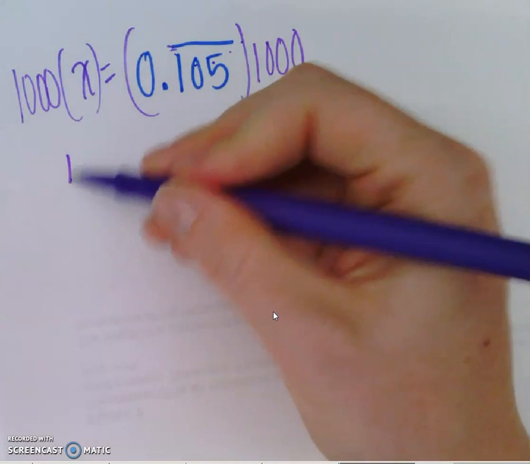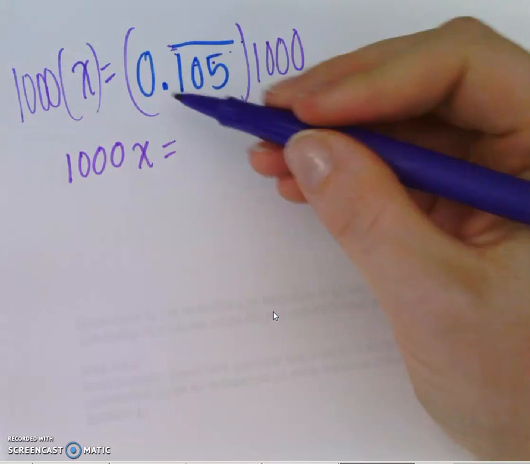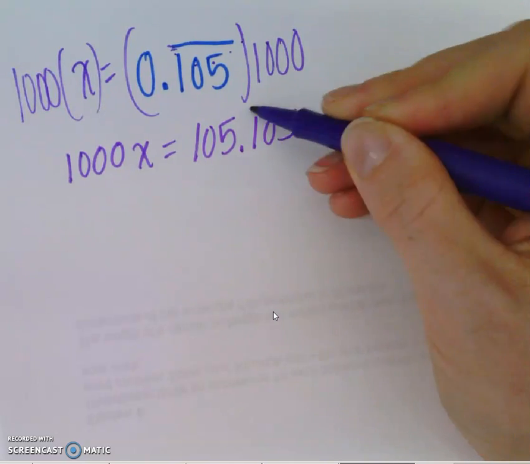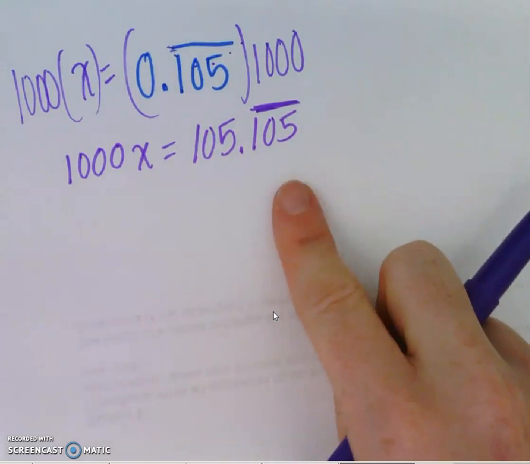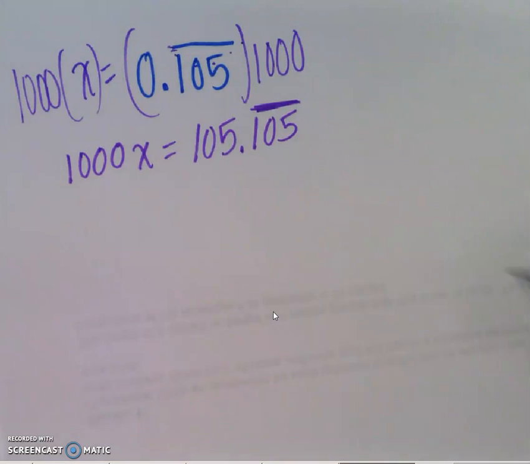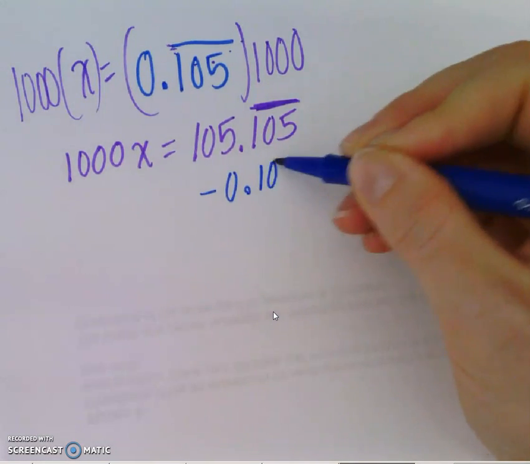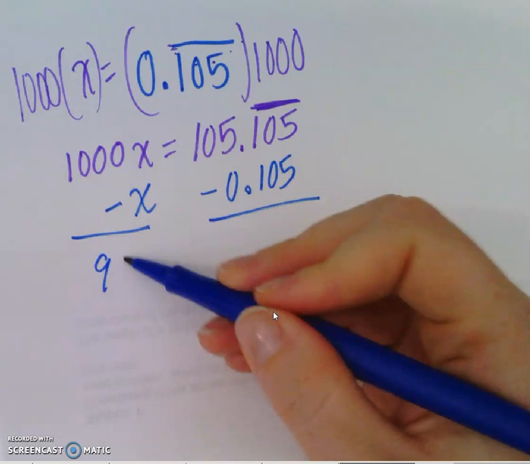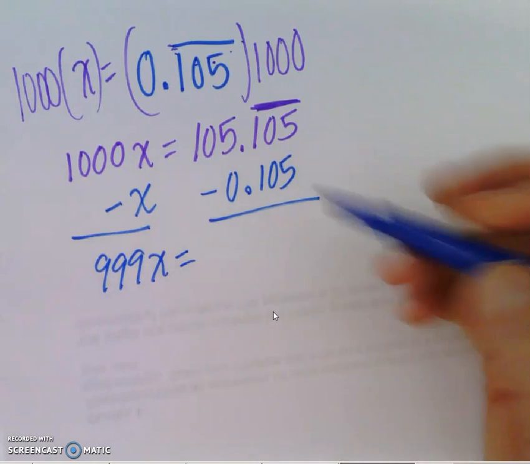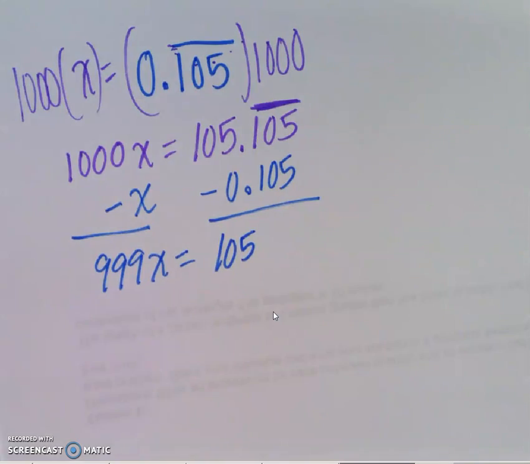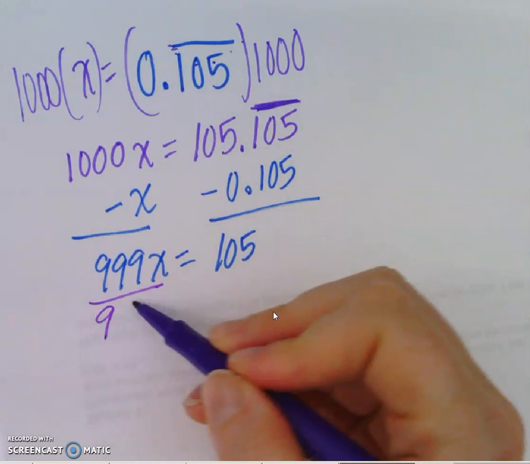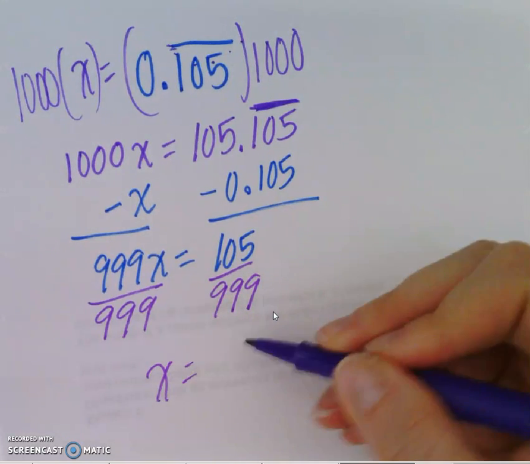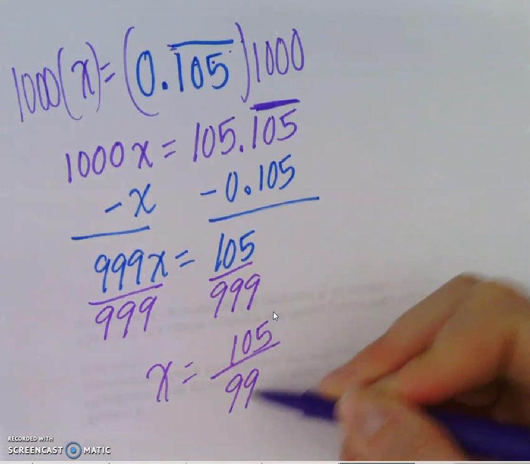So when we do this, we have 1,000x is equal to, move the decimal place over 3 times, 105 repeating, which is great because now we have this repeating decimal isolated over here, and I can just subtract what I had set equal to x on both sides. So now I will have 999 x's is equal to 105. Now divide both sides by 999. And I notice that x is equal to 105 over 999.